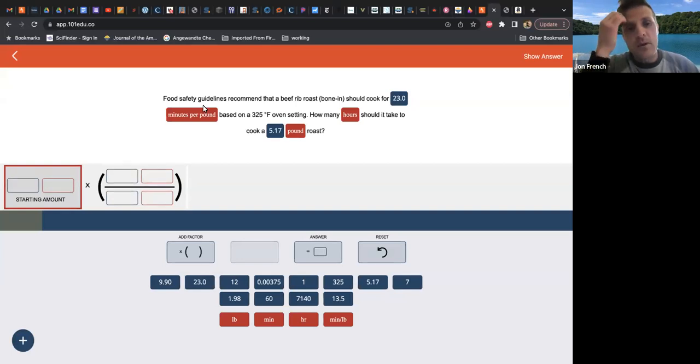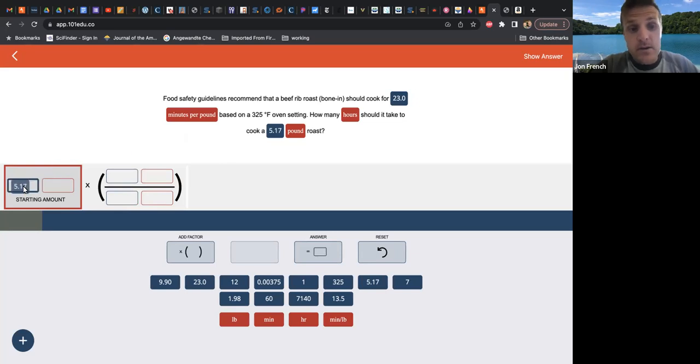So we've got this problem: food safety tells us that for this cut of meat, it needs to cook for 23 minutes per pound at 325 degrees. How many hours should it take for a 5.17 pound roast? So we want to be able to somehow go from pounds into minutes and then into hours, so we can find out how much time it would take to cook this material.